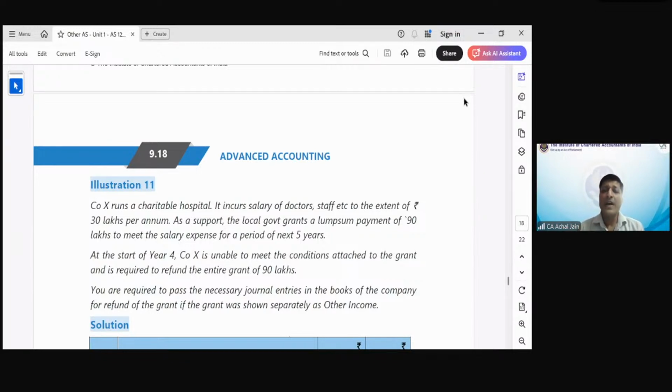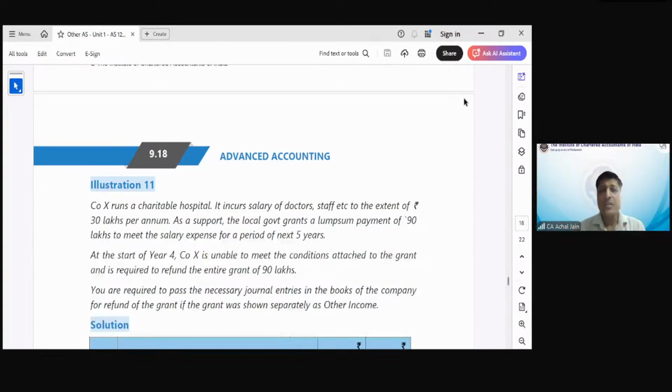You are required to pass the necessary journal entries in the books of the company for the refund of grant, if the grant was shown separately as other income. Over to you. So can you tell me what do we do in this case?